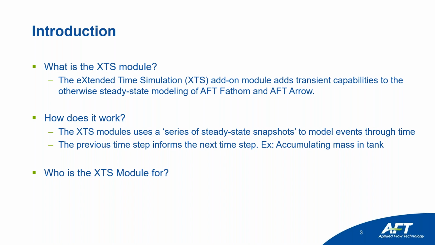Then we can do another steady state snapshot, determine the new mass flow. That'll tell us how much more mass accumulates, so on and so forth. And we can keep track of those changes over time. So this is why we can build a transient solver on top of two steady state tools. Typically, AFT Fathom is incompressible steady state and AFT Arrow is compressible steady state. We can use those two steady state solvers to track these changes over time.